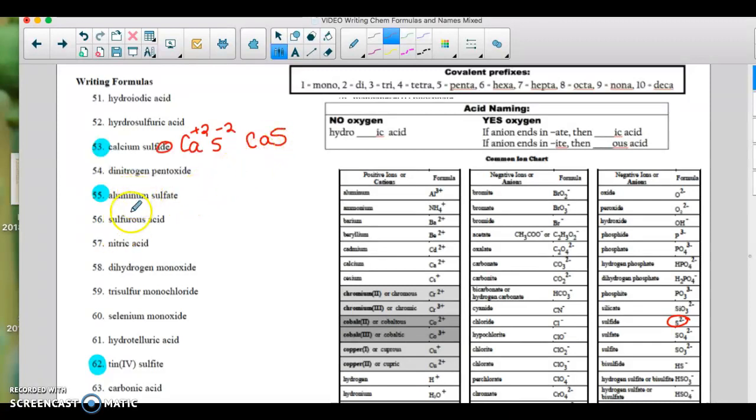Over here, next one, aluminum is in group 13. It's always +3. It's also right here. Sulfate is right here. SO4, -2. So this one, I'm going to bring down the 2 and bring down the 3. So I'm going to need 2 aluminums and 3 sulfates. I do want to put parentheses around the sulfate and put the 3 on the outside.